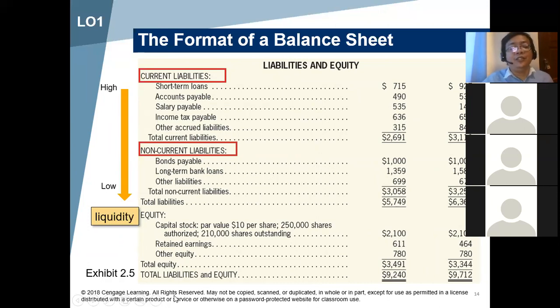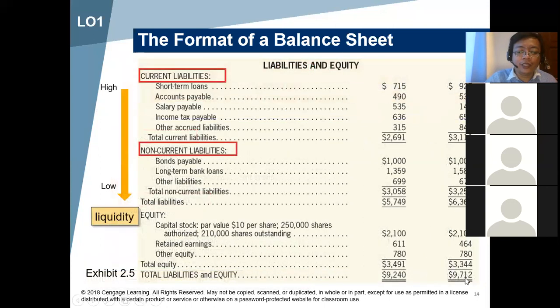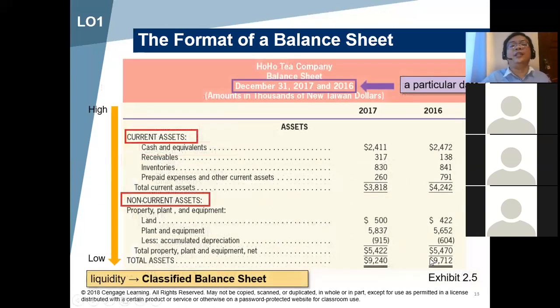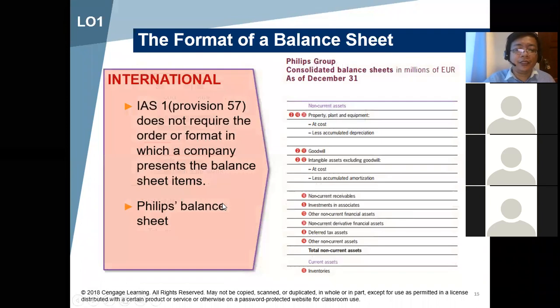So what is new here? The new here, again, you have current liabilities and non-current liabilities. What else? In terms of equity, as you notice, capital stock. So you have 10 pesos as part of it. Then the retained earnings also. As you notice, the 9240 should also be equal to this, and 9712 should also be equal to this. Same, equal. All right. Comparative financial statement.